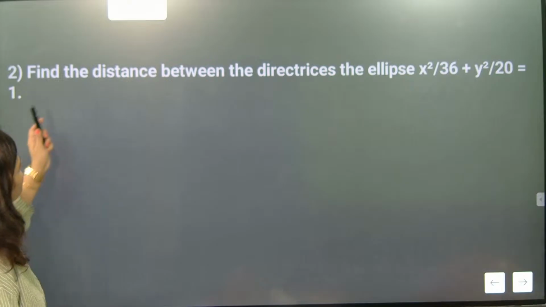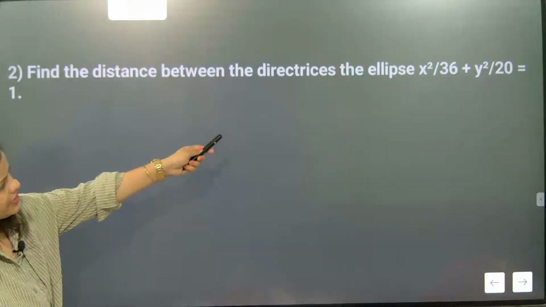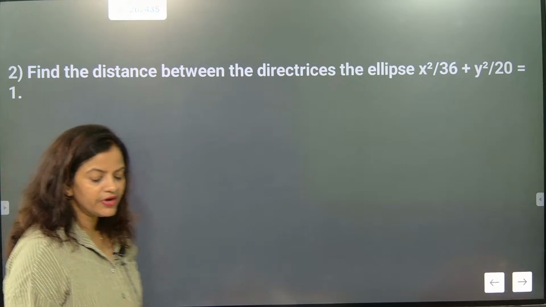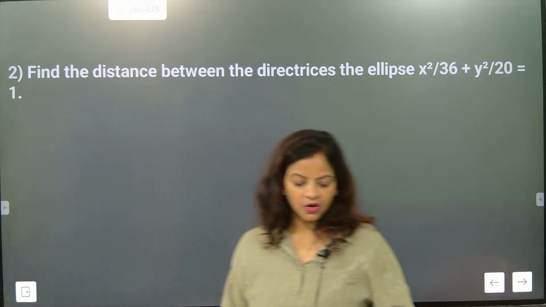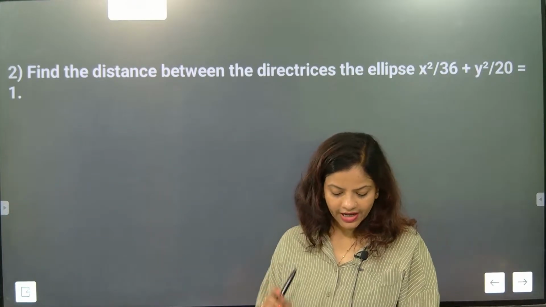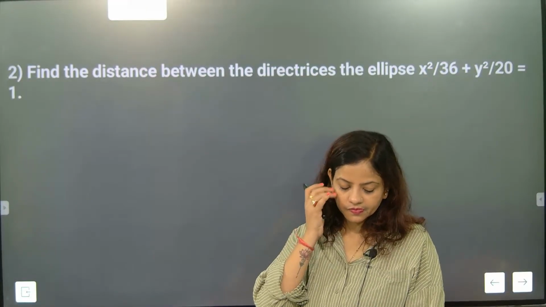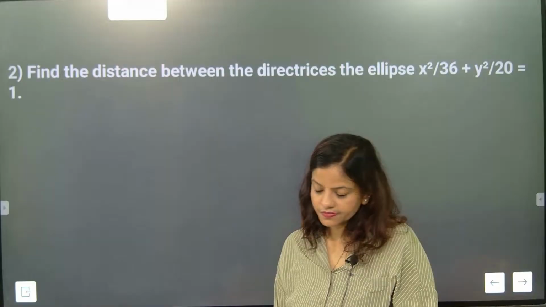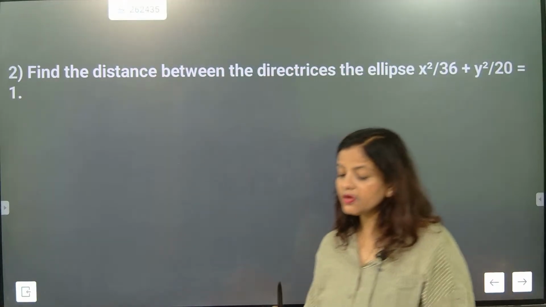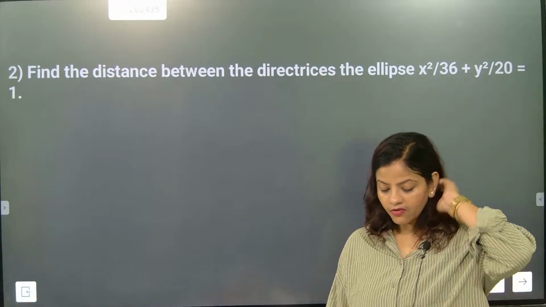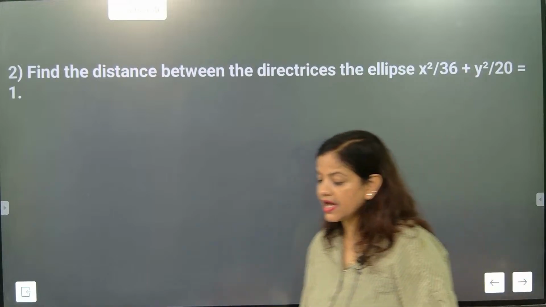The question is, find the distance between the directrices. The ellipse equation is this one. Very carefully try to solve and find the distance. What can be the distance? Try this question now, beta. It's a very simple question. Only 1 mark question, beta. Try this one out. Find the distance between the directrices.